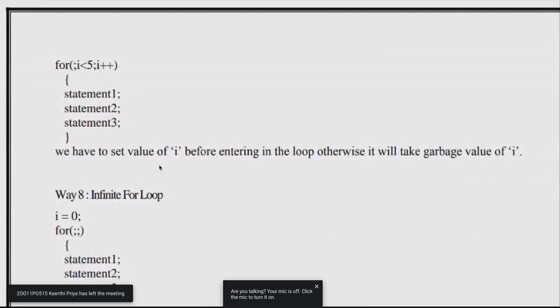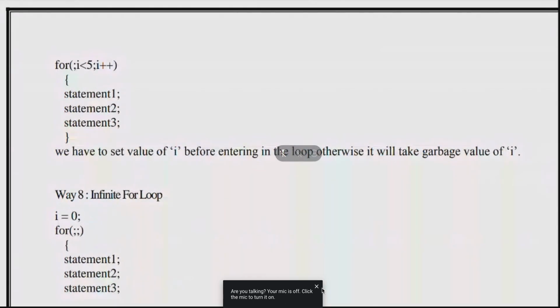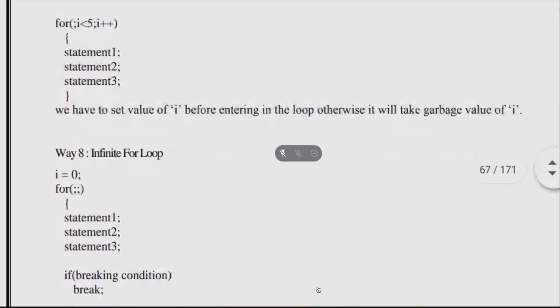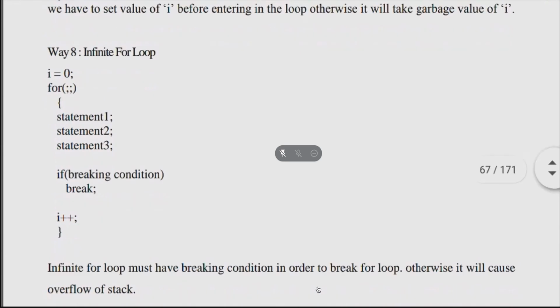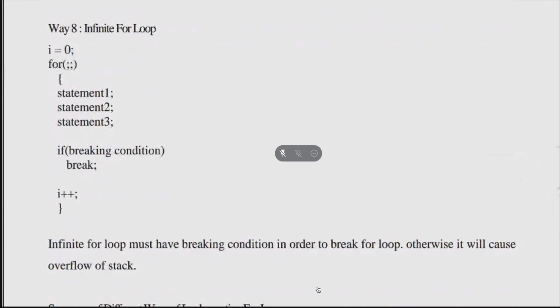Right? If the i value is less than 5, it will take the garbage value. That is the problem. Next, infinite for loop. So for loop, semicolon semicolon, I have written, right? Semicolon semicolon. So what is going to happen? It will go into an infinite loop. Why? Because there is no condition, right? The i value you have set to 0. So after 0, where to stop?